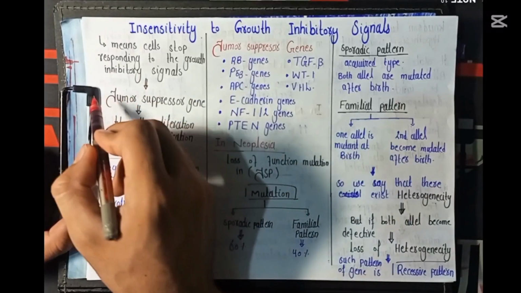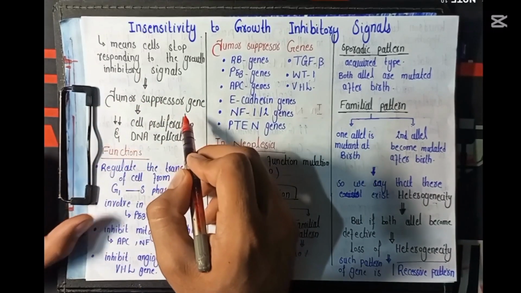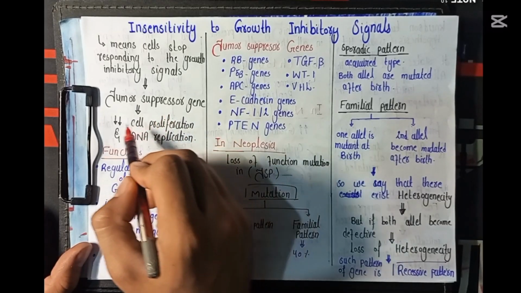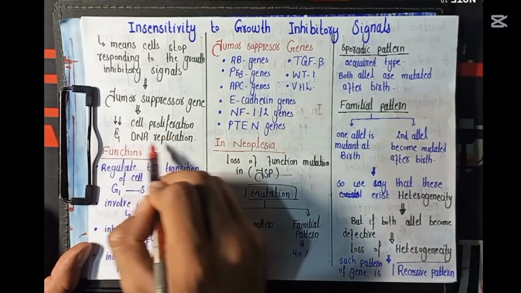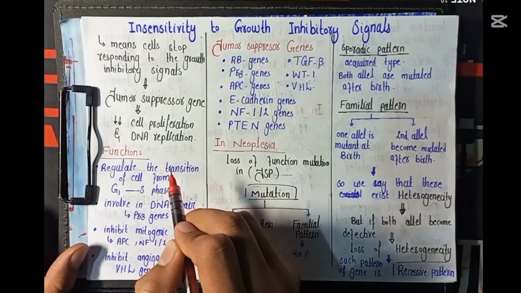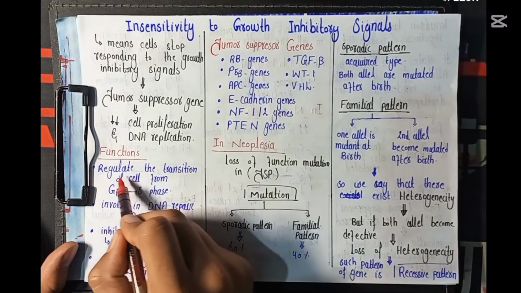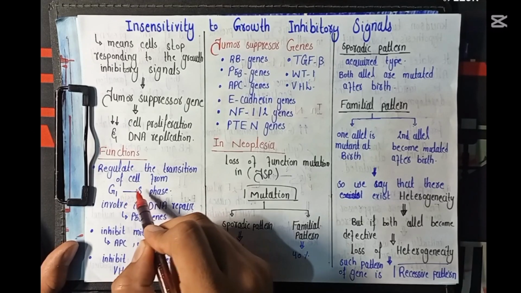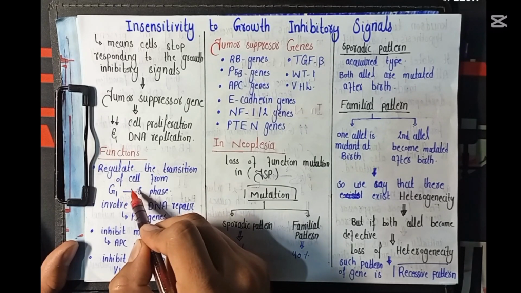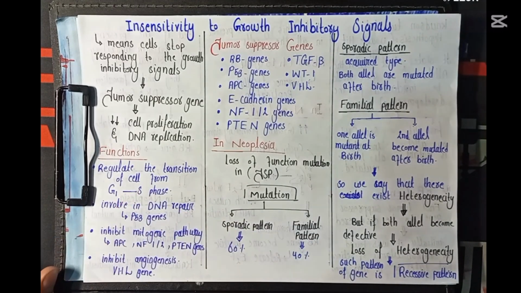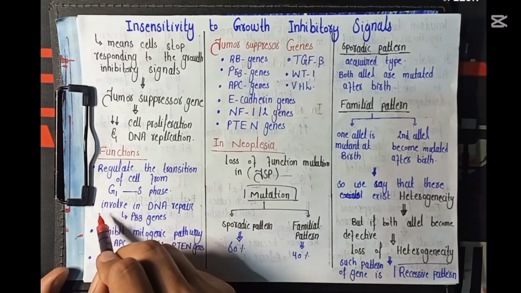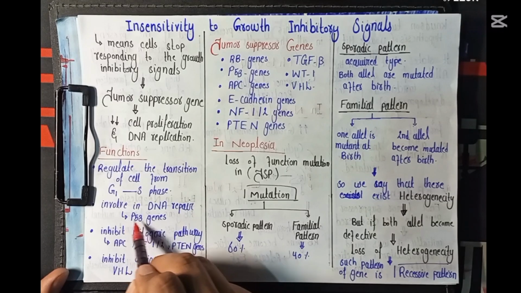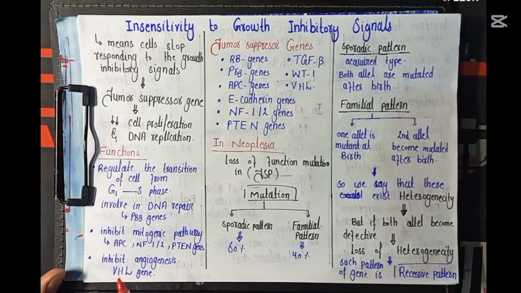And the growth inhibitory signals come from the tumor suppressor genes. Normally, the tumor suppressor genes control the cell cycle, and they decrease the cellular proliferation and the DNA replication. So the tumor suppressor genes are involved in regulating the transition of the cell from the G1 phase to the S phase. If there is any damage to a DNA, then there will be arrest of the cell cycle at the first checkpoint. Similarly, the tumor suppressor genes are also involved in the DNA repair, and the DNA repair occurs mostly through the P53 gene.